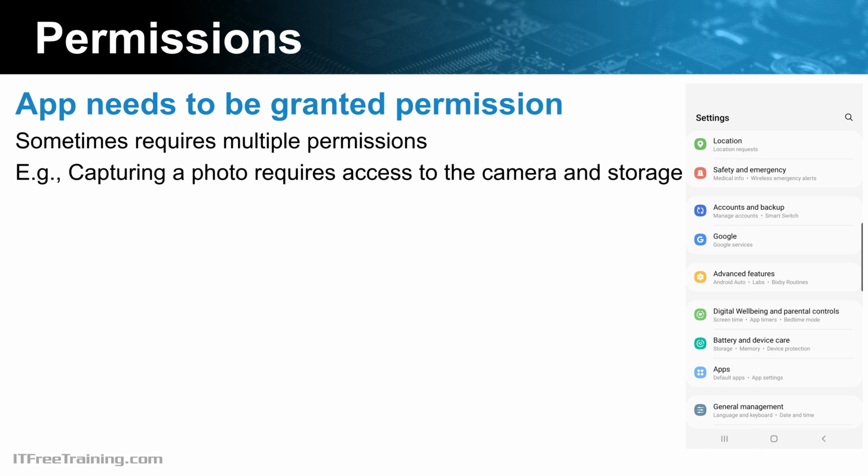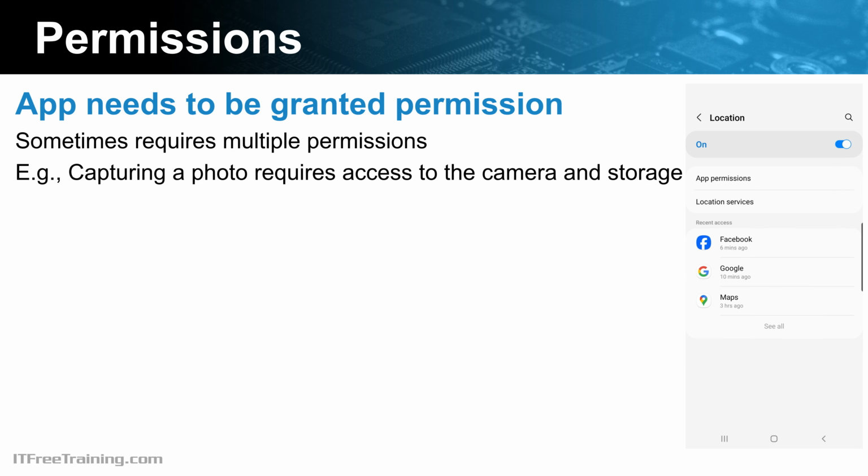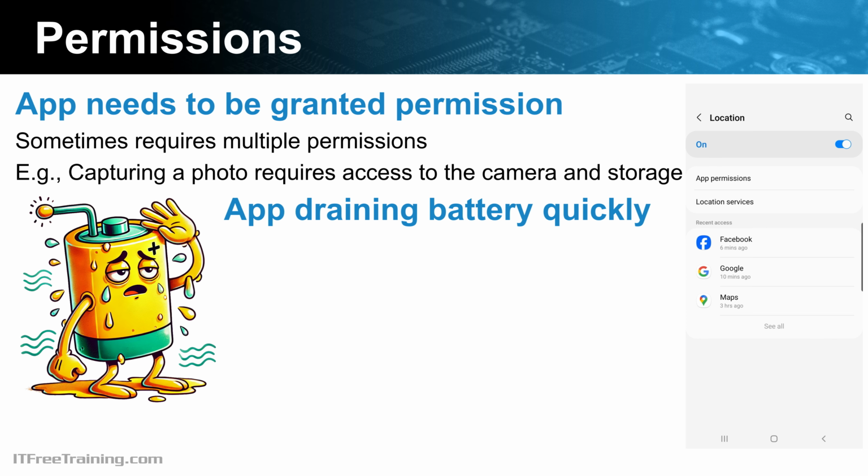I will start by selecting the option Location. This will display all the apps that are configured to be allowed to use location services. You may find that you have a mobile device where an app is draining the battery very quickly. When this occurs, you may want to disable permissions like location services.